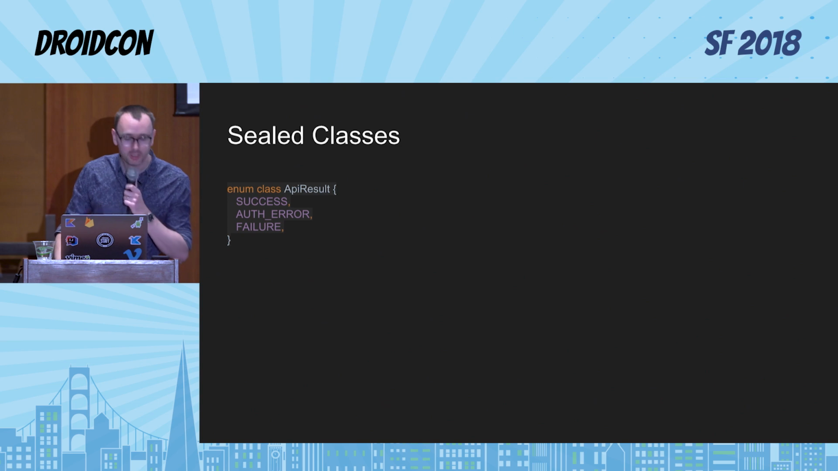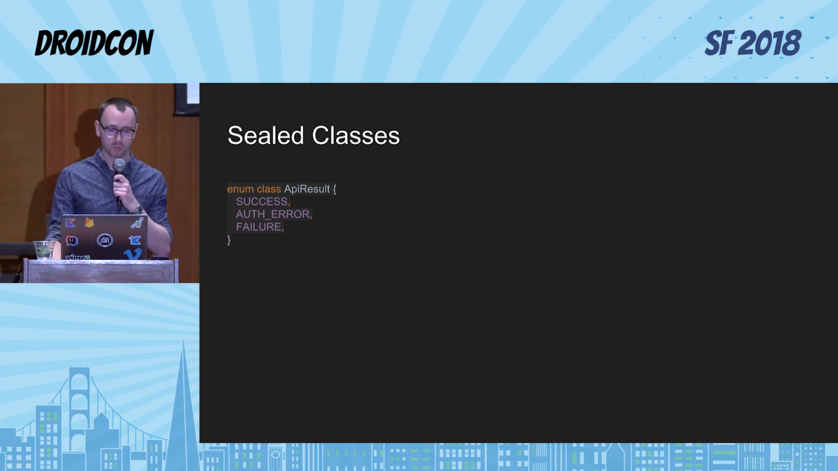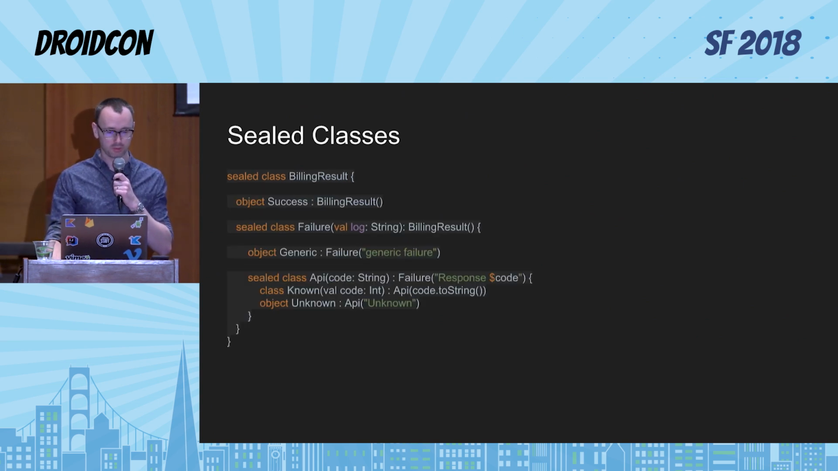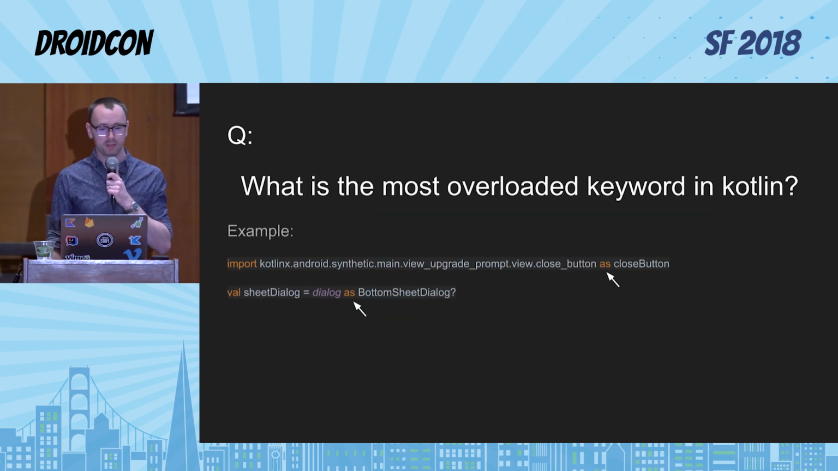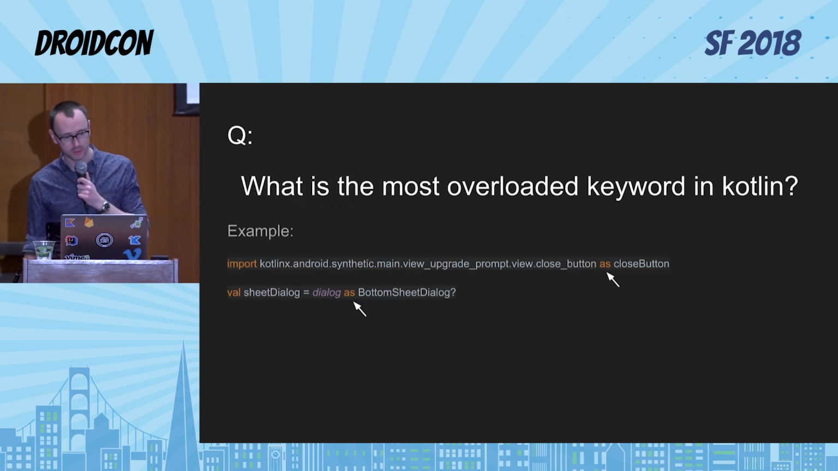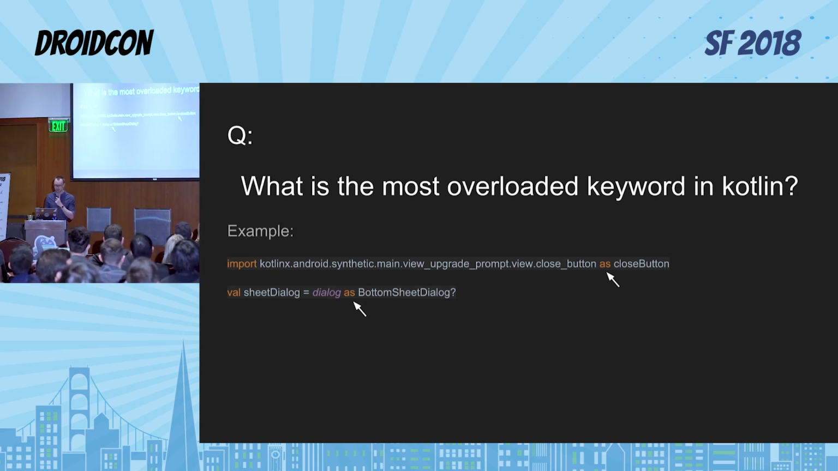All right, we are running low on time, so I am not going to cover sealed classes, but you should take a look at them if you don't know about them. They are awesome and great. All right, so on to covariance and contravariance.